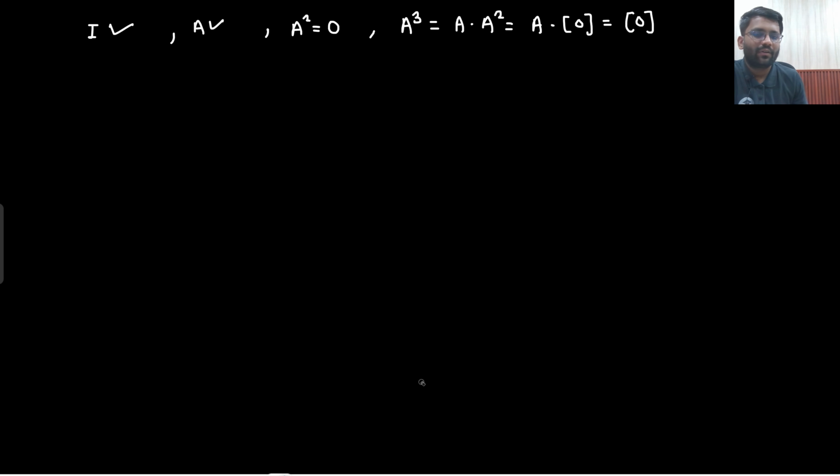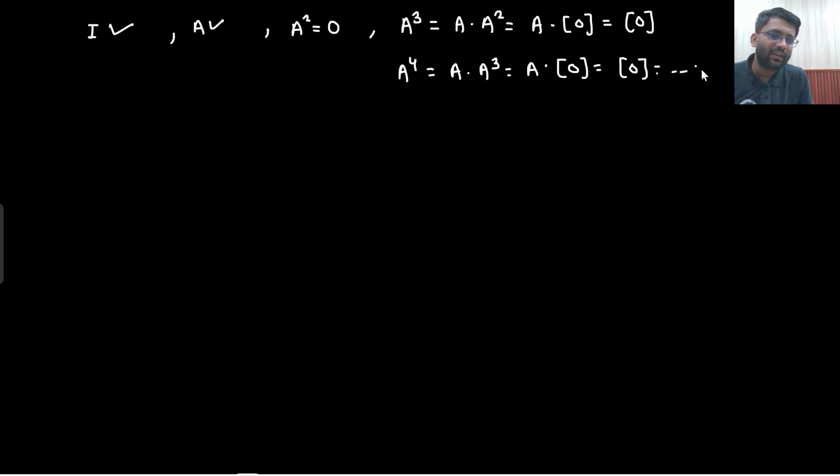Similarly, A to the power 4, A to the power 5. How can I write down A to the power 4? A to the power 4 could be written as A into A cube. So what is A cube? Again 0. So it will also be 0. So all the higher order matrices will be 0 only. A to the power 5 and so on, all the higher order matrices will be 0 only.